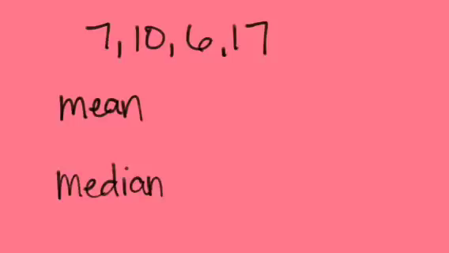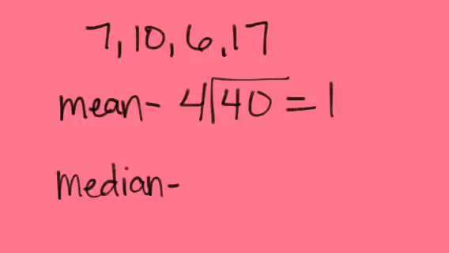Okay, let's take a look at another example. Let's do 7, 10, 6, and 17. Alright, pause my video, and let's just look at the mean and the median of that set of data. Pause my video and figure those now. Alright, so hopefully when computing the mean, when you added them together, you got 40, but that's not my answer. You know the second step is to divide by how many numbers you added. So 40 divided by 4 is 10. That is my mean. My mean is 10.